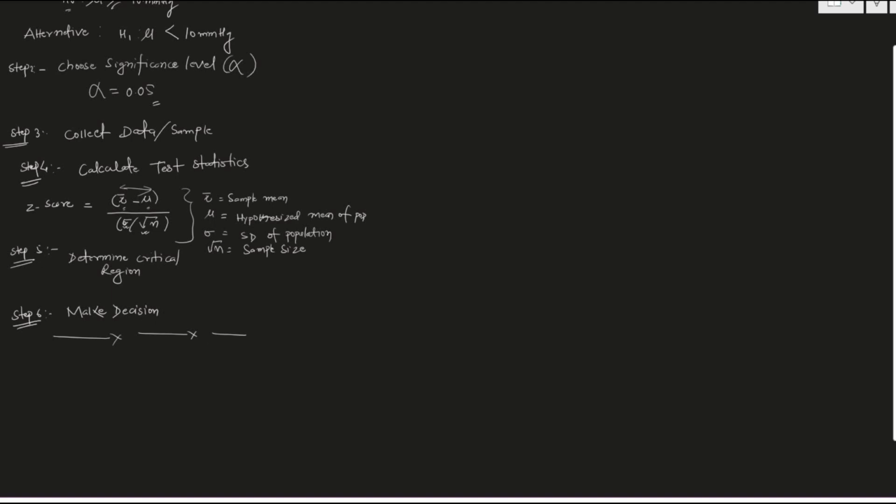Now see, since the alternative hypothesis is one-sided in this case, I'll tell you how. We have to find the direction from the problem statement. In this case, the direction is that the company is claiming that it is going to reduce the BP at least by 10 mmHg. What does it mean? It means that the mu value is less than 10, at least by 10 mmHg. So it is showing that it is just in one direction.